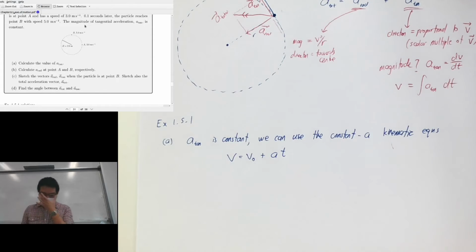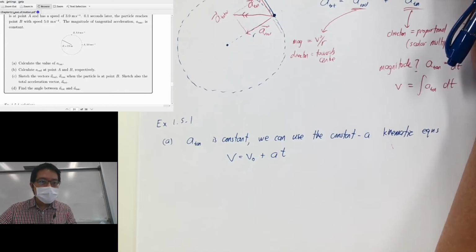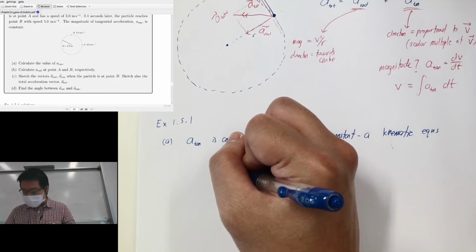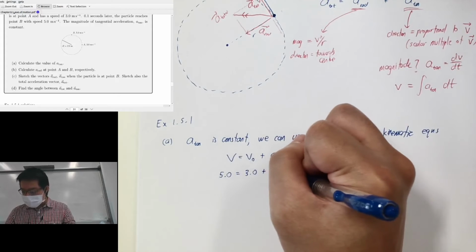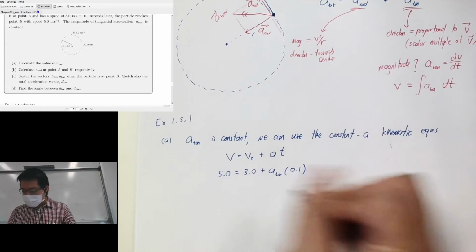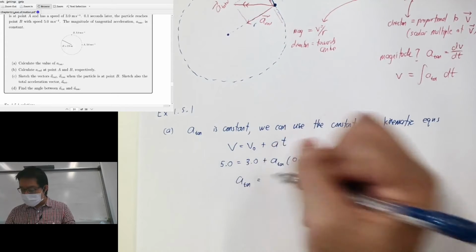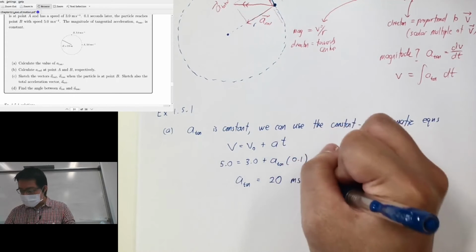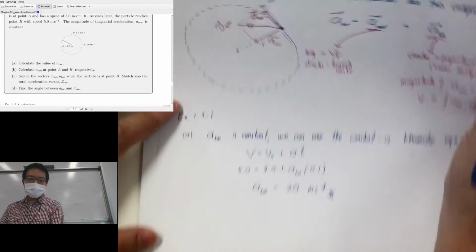So for this problem, initially at point A it is 3 meters per second, and then at point B it is 5 meters per second. So the final velocity, let's take v to be the final, and we can use this information to calculate my A tangential. A tangential is just minus and divide, and you will get 20 meters per second squared. So that is how you get the tangential acceleration.